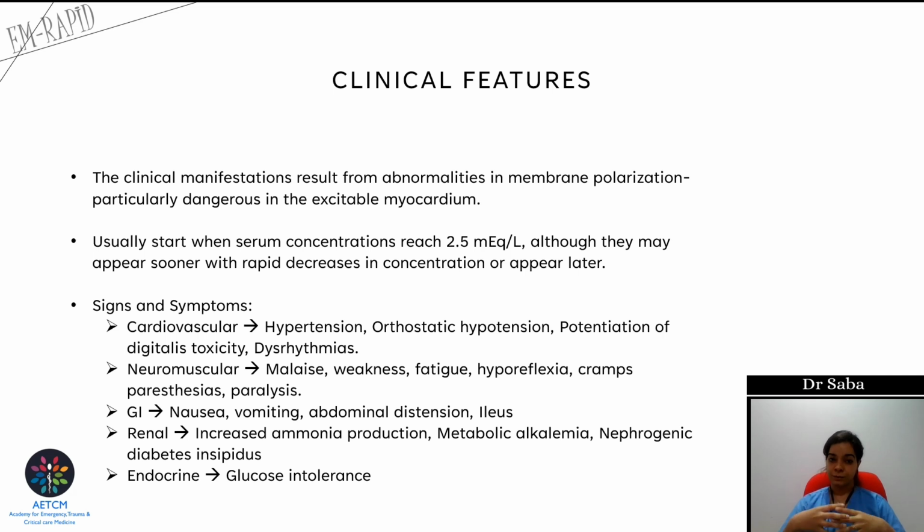Now, when we talk about the neuromuscular system, it will lead to weakness and fatigue because there is delayed conduction, hyporeflexia, cramps, paresthesias, and ultimately paralysis. GI symptoms comprise nausea, vomiting, and abdominal distension, majorly because of intestinal ileus. That is, again, the intestinal muscles, the action of it is hampered.